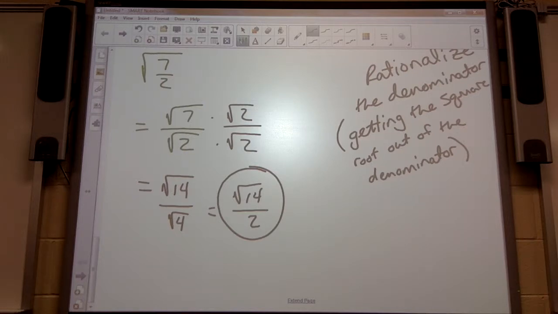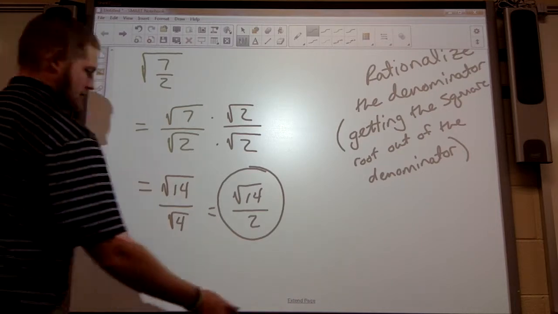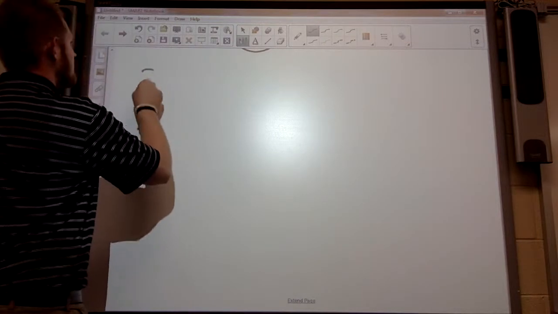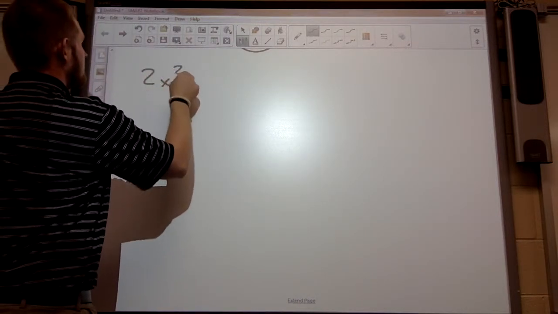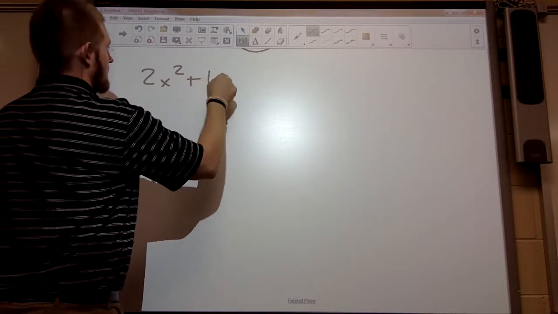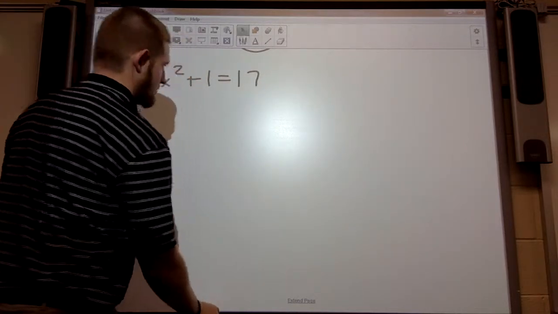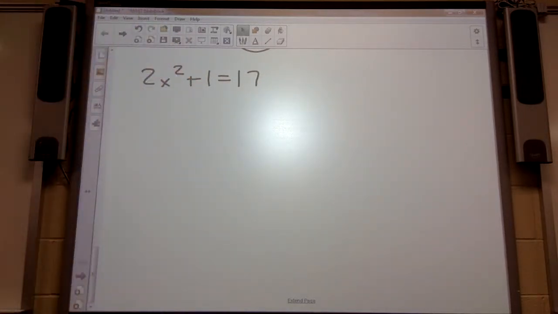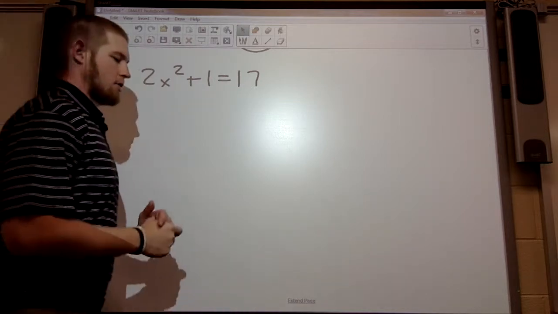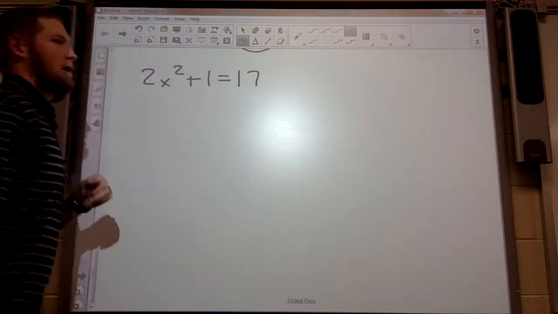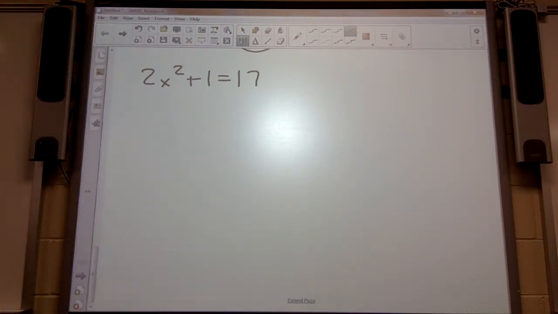Alright, let's take a look here real quick and actually solve a problem by finding square roots. So I have 2x squared plus 1 equals 17. Now, remember, if I'm going too fast, rewind, watch things again. That's the nice thing about having this online, is you can rewatch it.